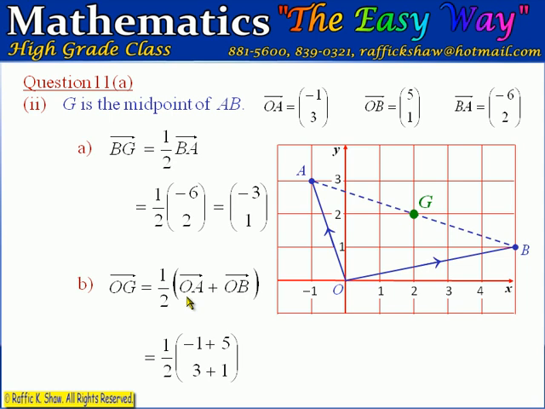So that's it. OA is (-1, 3) from here, and OB is (5, 1) from here. So when we do this calculation, -1 plus 5 is 4, and 3 plus 1 is 4. We end up with half of (4, 4). The result is (2, 2), which confirms what's on our diagram. The vector OG is (2, 2), and that's the answer for that part of the question.